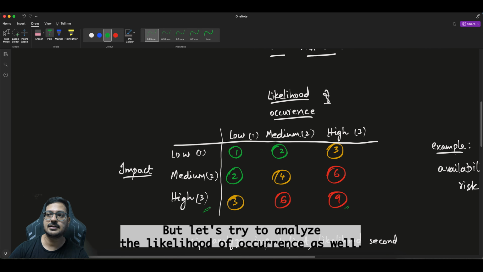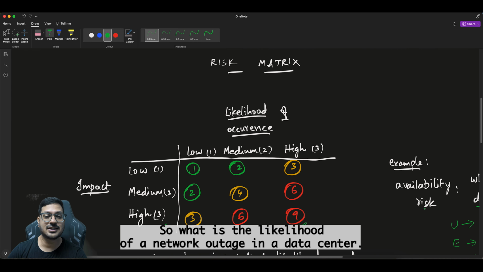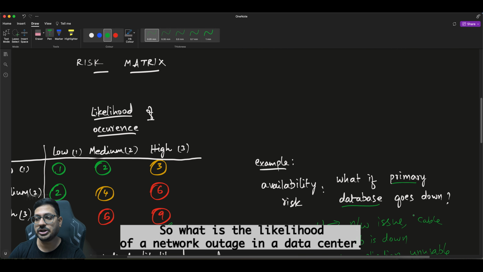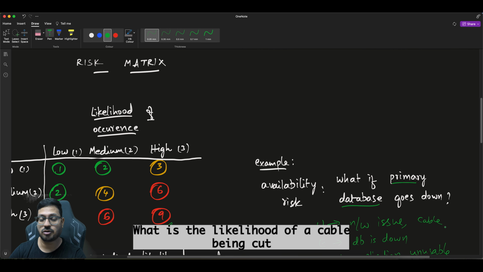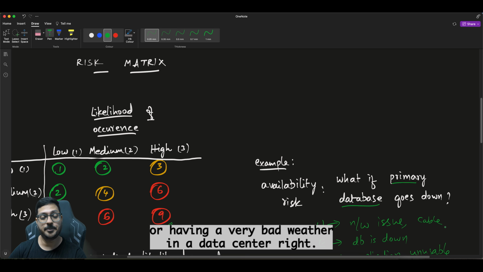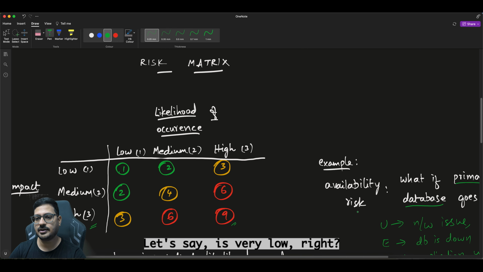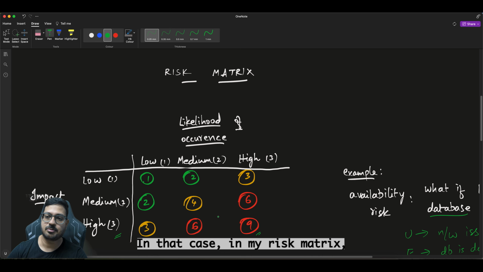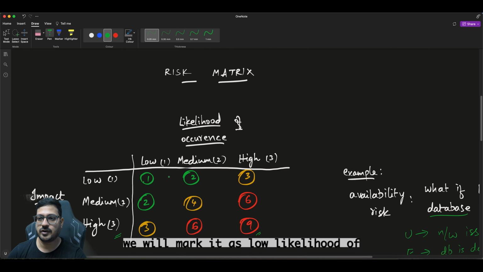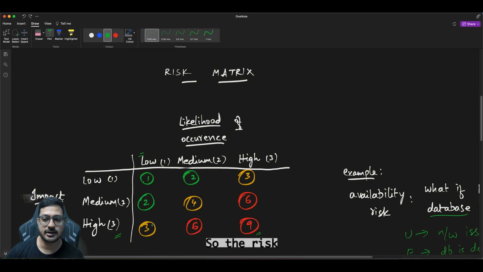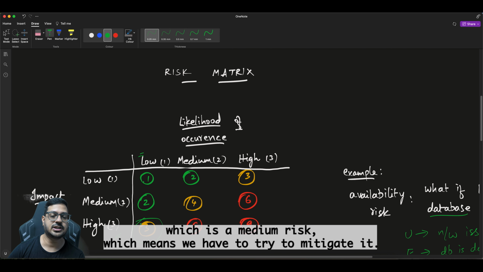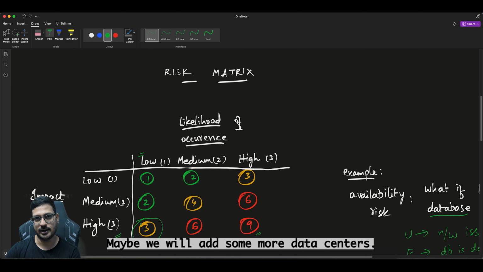But let's try to analyze the likelihood of occurrence as well. So what is the likelihood of a network outage in a data center? What is the likelihood of a cable being cut, or having a very bad weather in a data center, right? So the likelihood of all that happening, let's say, is very low. In that case, in my risk matrix, we will mark it as low likelihood of occurrence and high impact. So the risk score comes out to be 3, which is a medium risk, which means we have to try to mitigate it. Maybe we will add some more data centers.